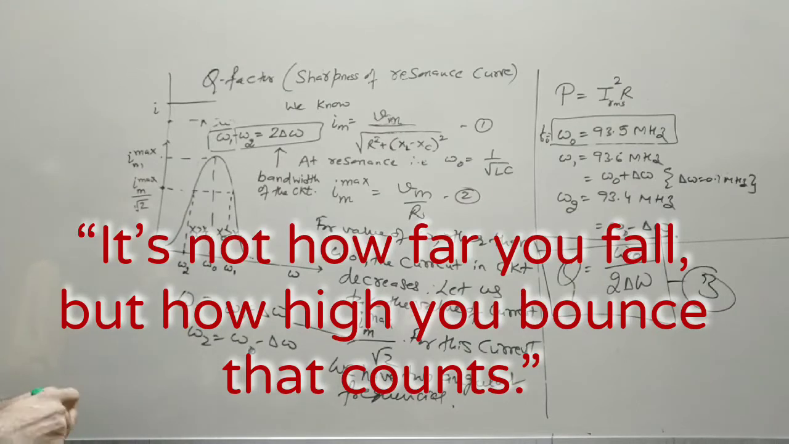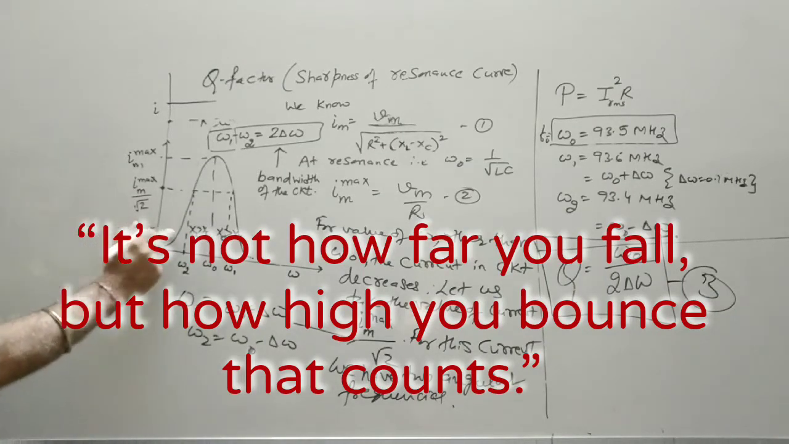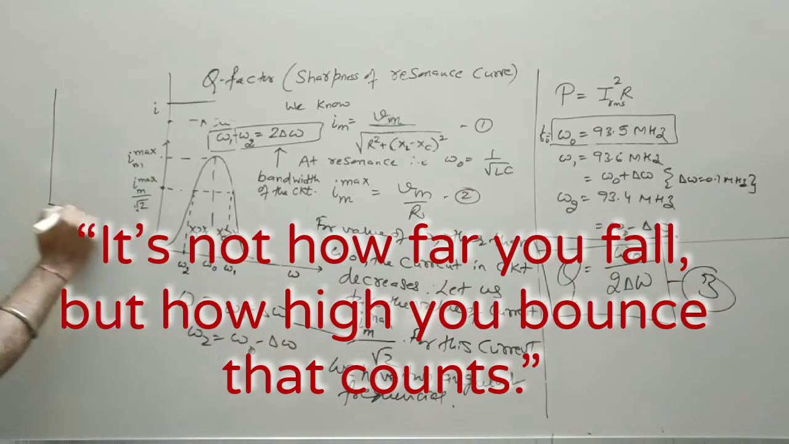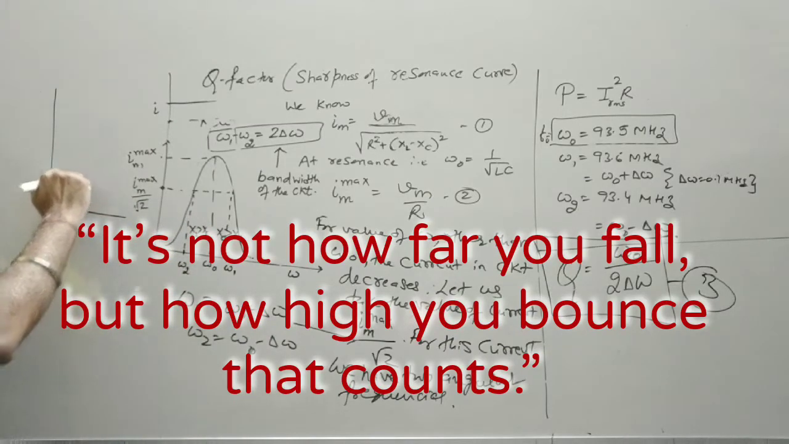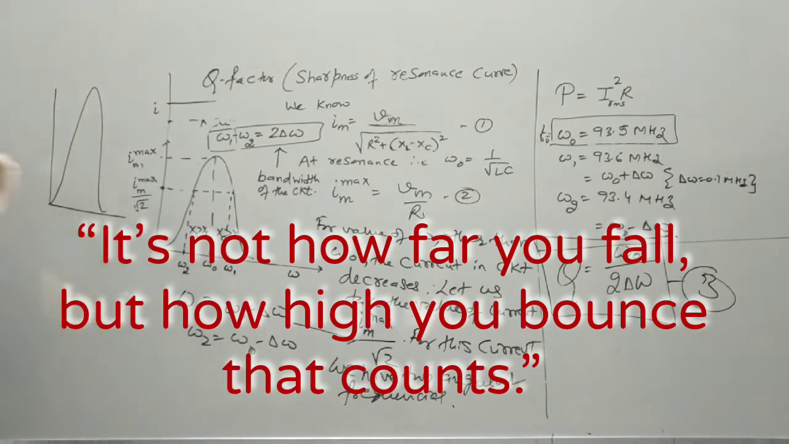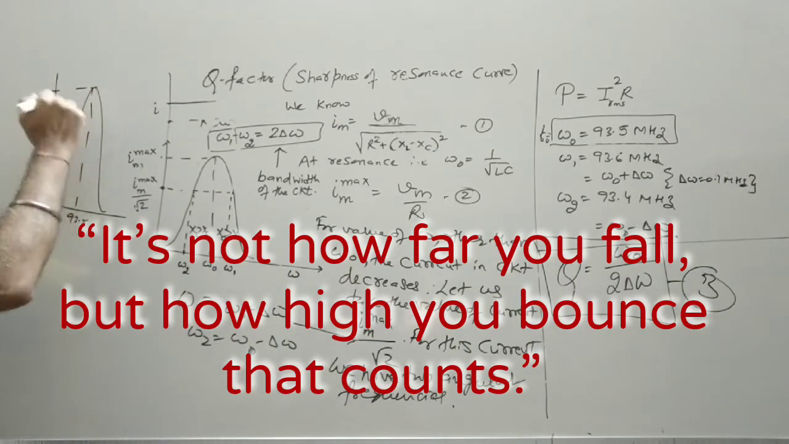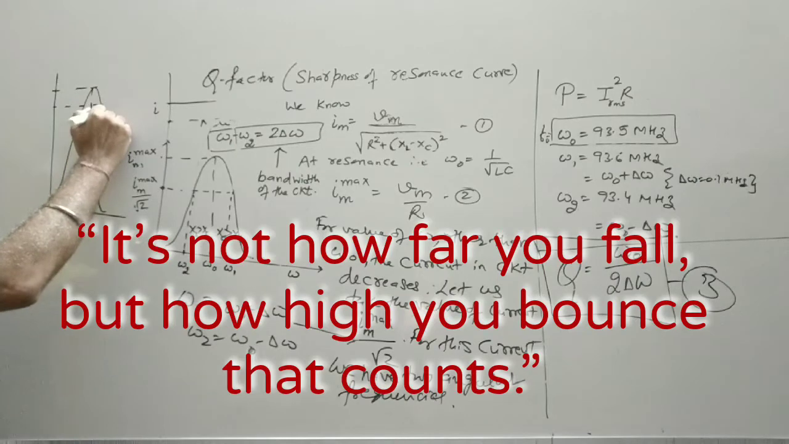Another thing is, if the graph is sharper, suppose I draw a sharper graph as compared to this, a graph like this. This is a sharp graph. Again, this value is nothing but 93.5. But now if I take Im max by root 2, suppose this is my Im max, then Im max by root 2 will be here.